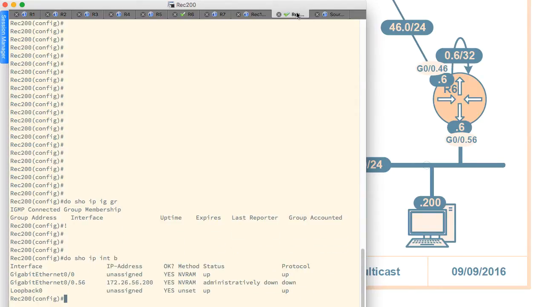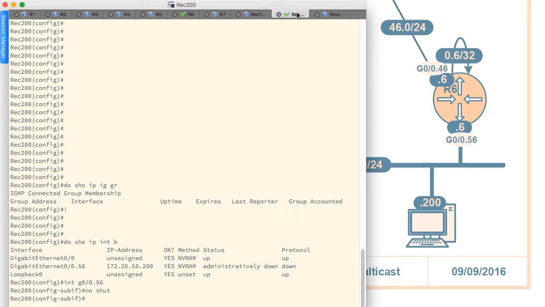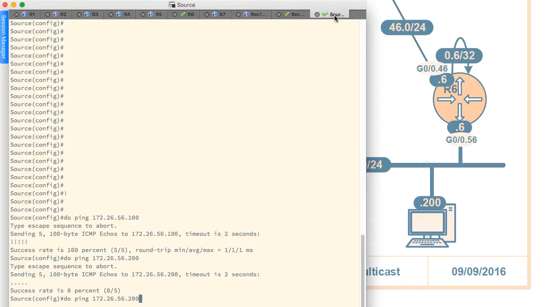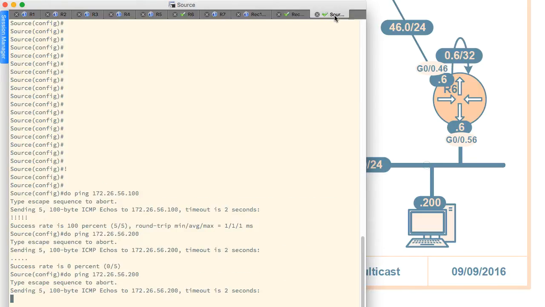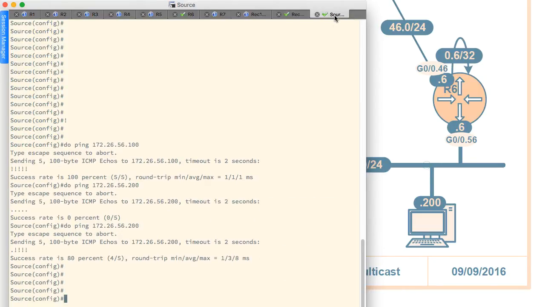Let's look at the interface, and the interface itself is down. So let's bring that interface back up. No shut. And once it comes back up, hopefully there will be communication here. So there we go. We have end-to-end connectivity. Let's run a couple of traces to both of those routers.